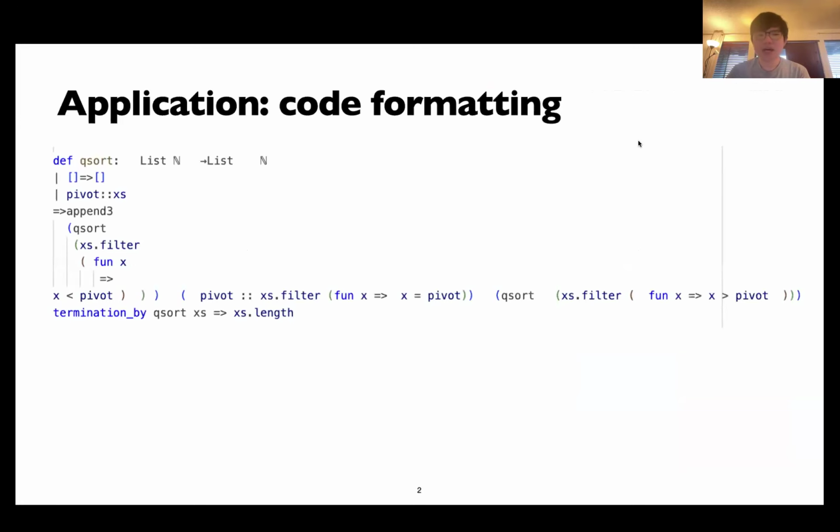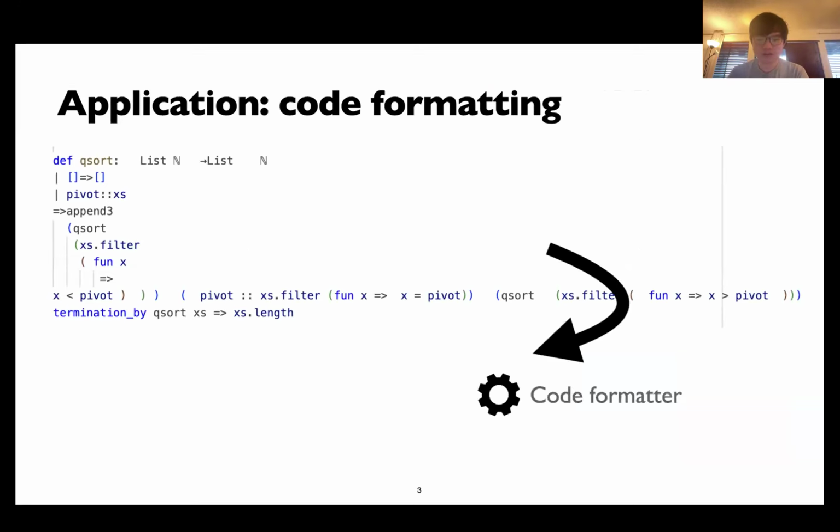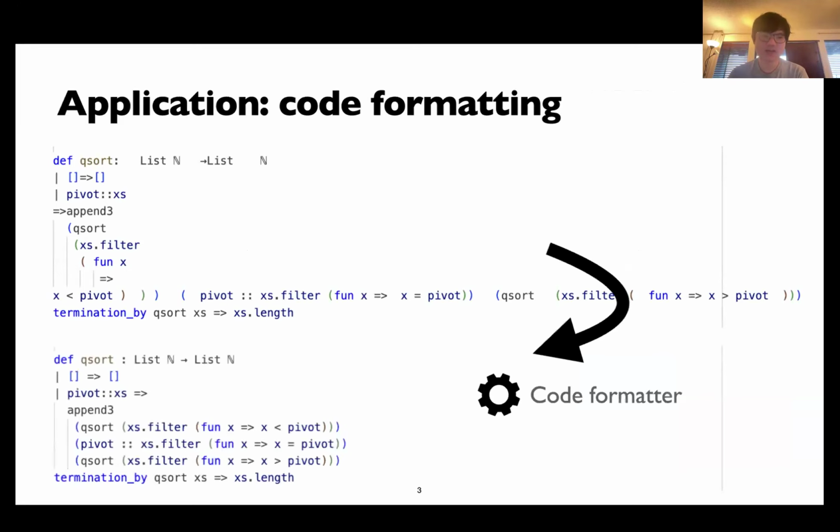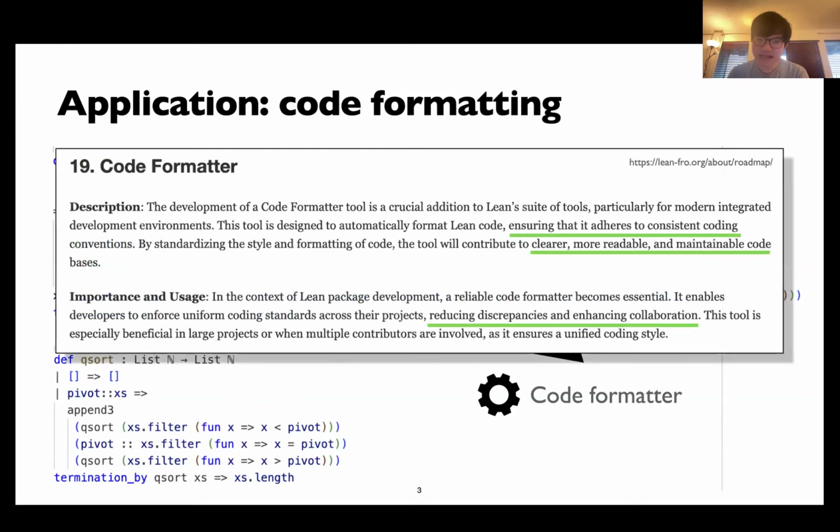So let me start by talking about an application of pretty printer, which is code formatting. Here's a piece of code. You do not need to read it. The only takeaway from this is that it's poorly formatted and it's not readable. And so we can use a tool called code formatter to make this code more pretty, to make this code readable. Now, I don't think that code formatter is a thing yet for Lean, but it's on a roadmap. And you can read the roadmap to see why the tool is valuable, right? So it enhances collaboration, it makes the code maintainable, and so on.